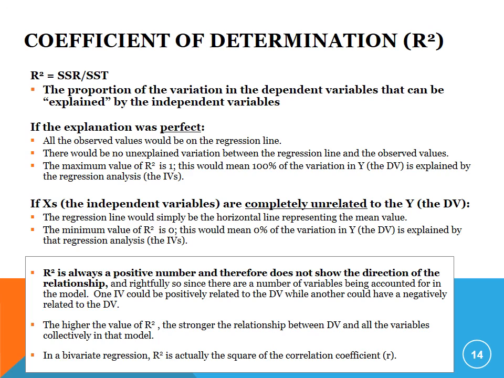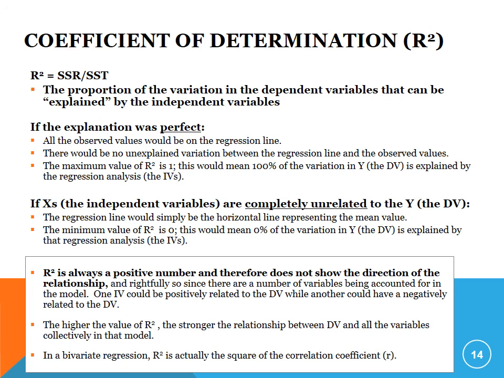And just some other pointers to know: R squared is always positive. The higher the value of R squared, the stronger the relationship between the dependent variable and all of the variables collectively in that model. In the models that we looked at in these examples, there was only one independent variable, whether it was age and salary or grade and salary. But moving forward, we're going to have several independent variables in a model. So just know that the R squared will ultimately be talking about all of the variables collectively in that model and how much they can help explain the dependent variable.